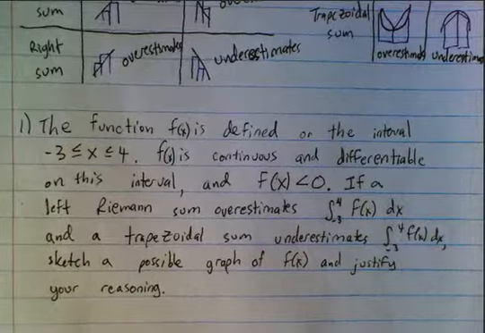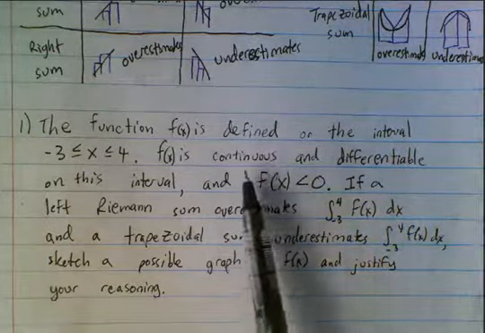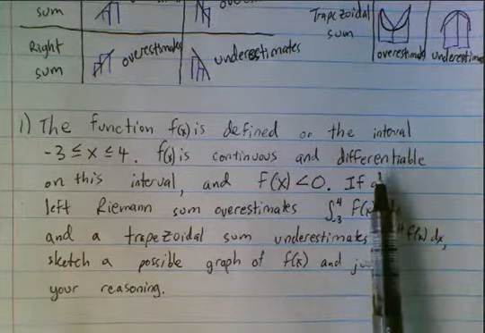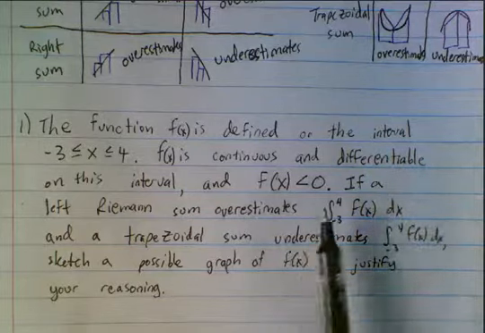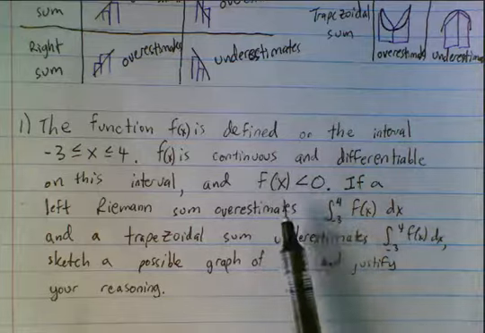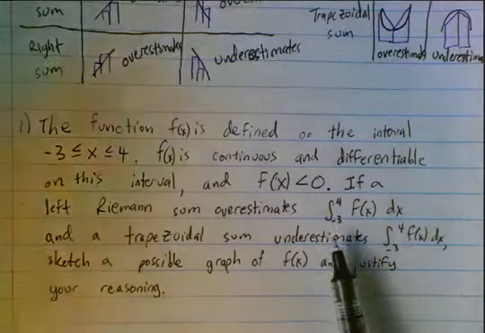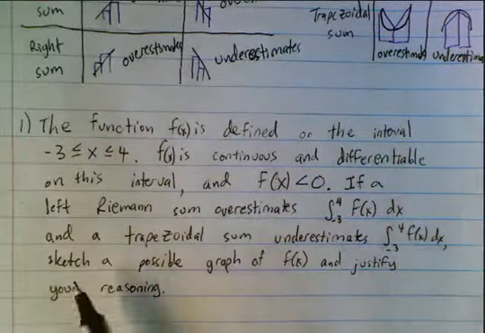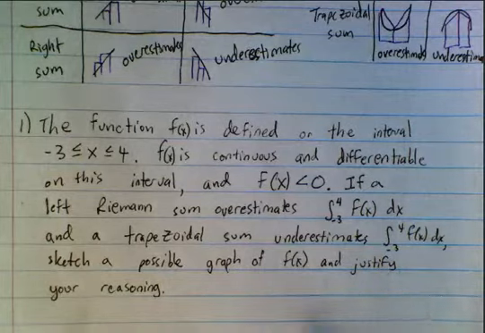The function f is defined on the interval from -3 to 4. F of x is continuous and differentiable on this interval. This just means we never lift our pencil. This just means there's no sharp turns, there's no points where there's a vertical tangent line, and we know that f of x always is less than 0, meaning f of x is always negative or below the x-axis. If a left Riemann sum overestimates the integral of f of x from -3 to 4, and a trapezoidal sum underestimates the integral from -3 to 4, sketch a possible graph of f of x and justify your reasoning.